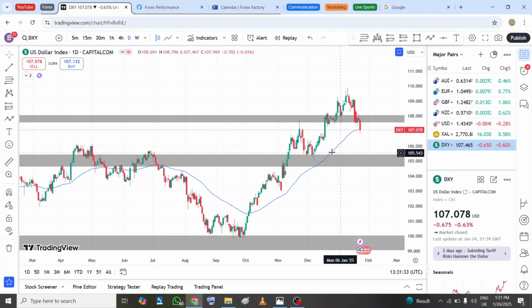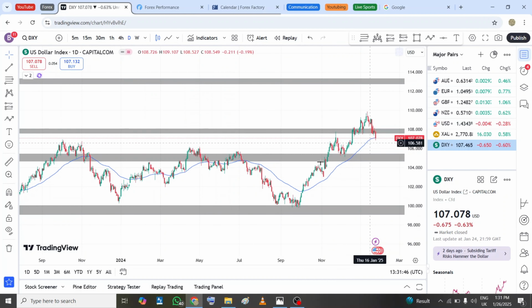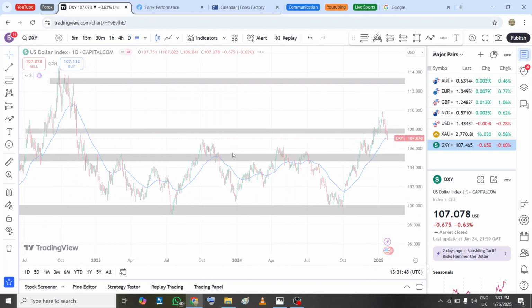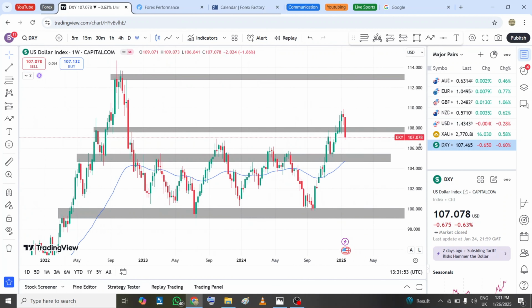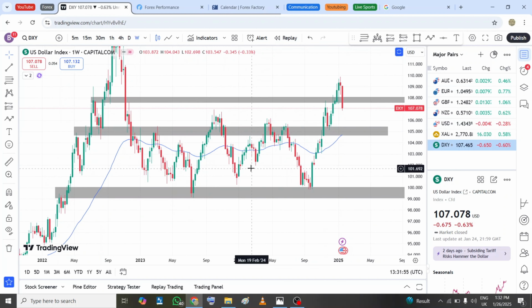As you can see, price later came, tapped it, dropped again, tried to reverse here but broke through, bounced on it and went back up again. So it's valid. Let's go back to the weekly. Let's see if we missed any other key levels.